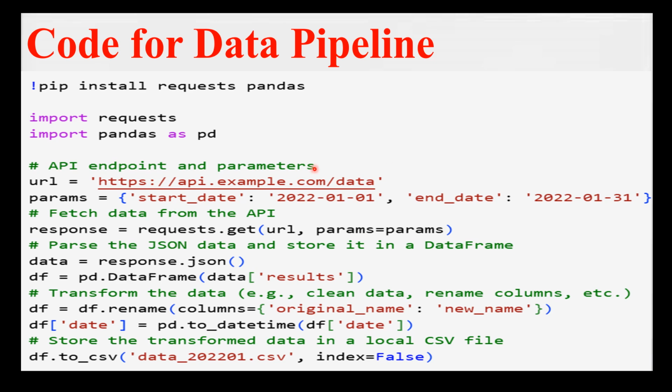So here you can replace this api.example.com with the actual API endpoints and modify the parameters according to your use cases. So basically this is a simple example, and in a real world scenario you would likely use additional tools and techniques for error handling, scheduling, and monitoring the pipeline.